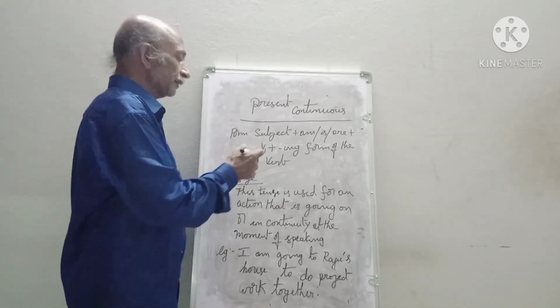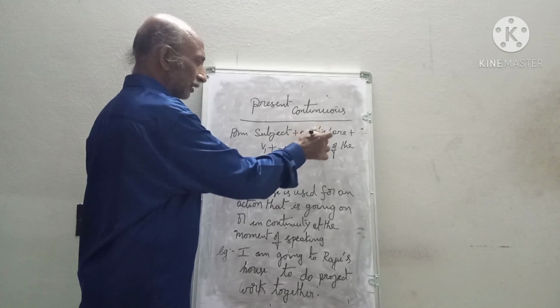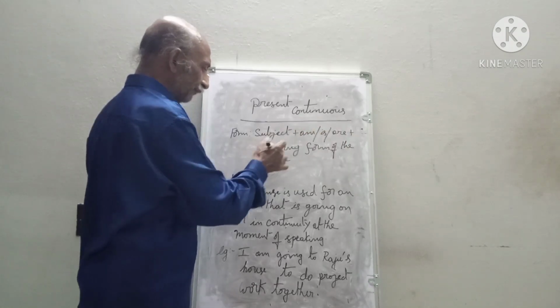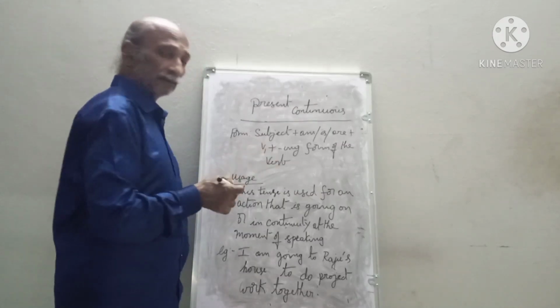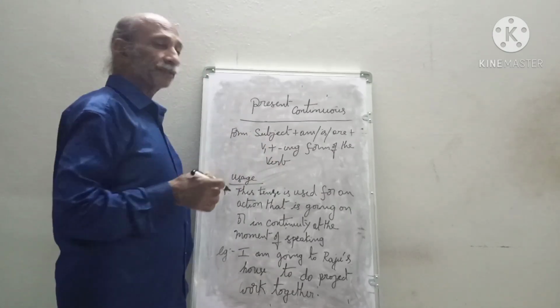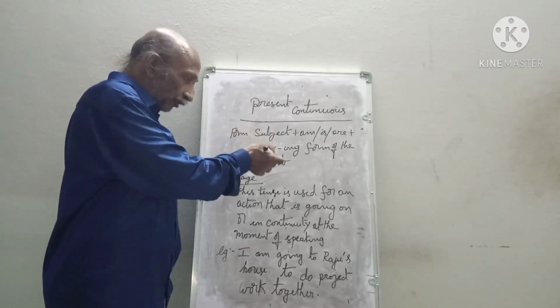Now form: subject plus am, is, are plus V1 plus ing form of the verb. For example, I am going to market. She is reading the newspaper. He is talking to his friend.